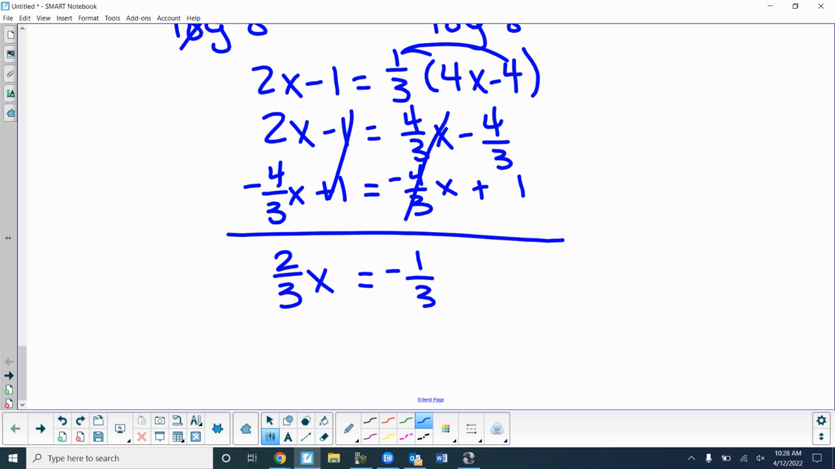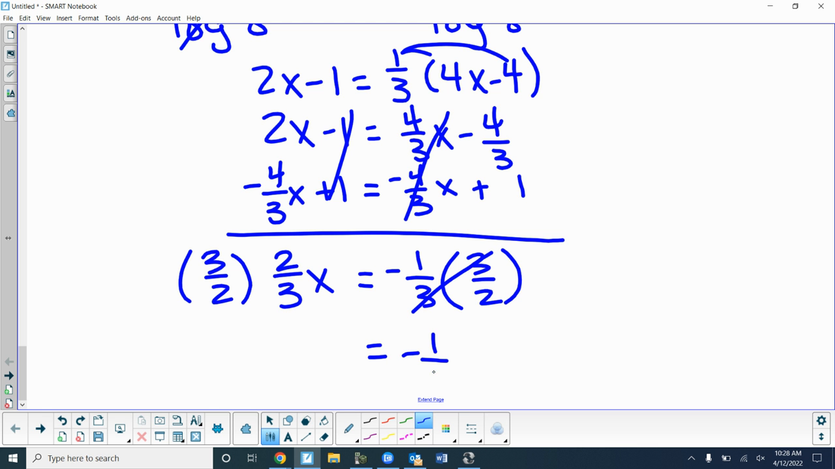How do I get that 2/3 to the other side? Divide by 2/3. What's easier though? Multiply by 3 halves, right? The reciprocal. What happens to that top 3 and that bottom 2? Cancel. So that's negative 1/2. The 2's and the 3's cancel, so that's that. You saw what I did wrong. It was simple.